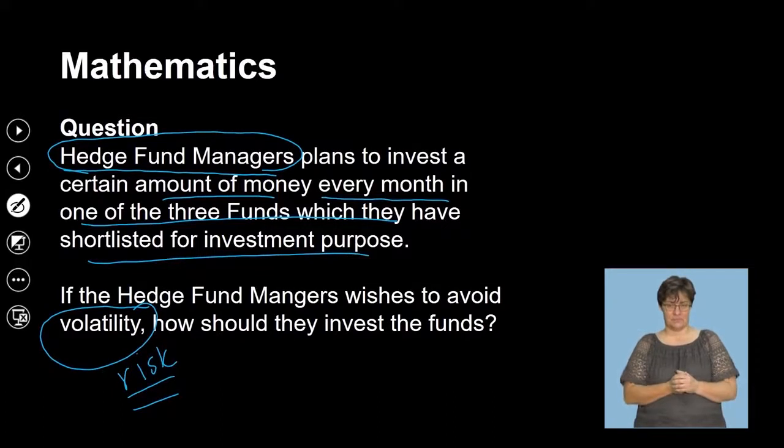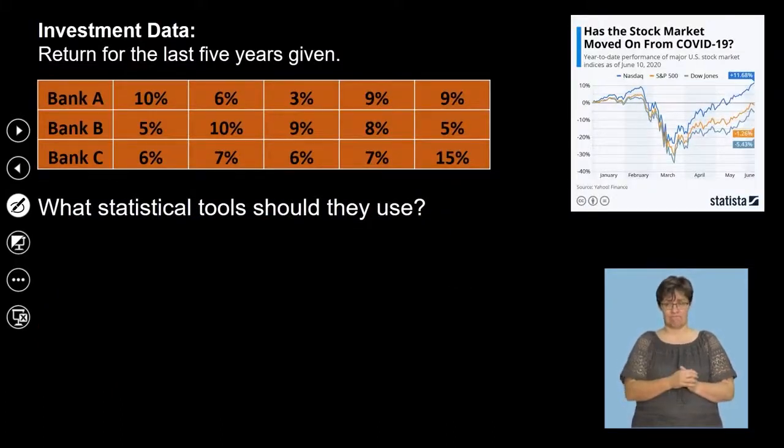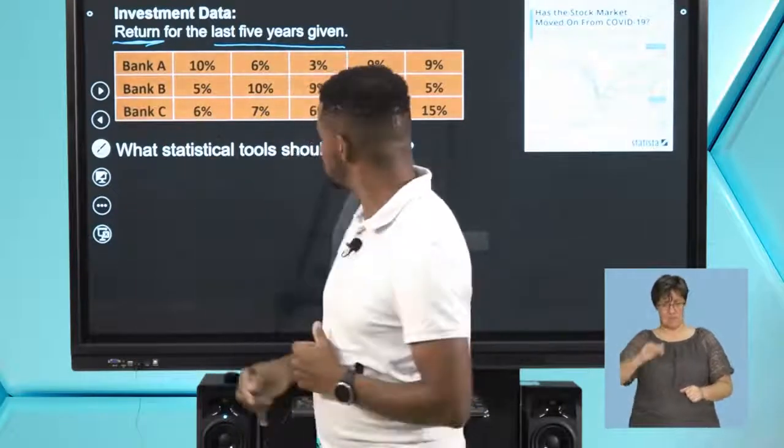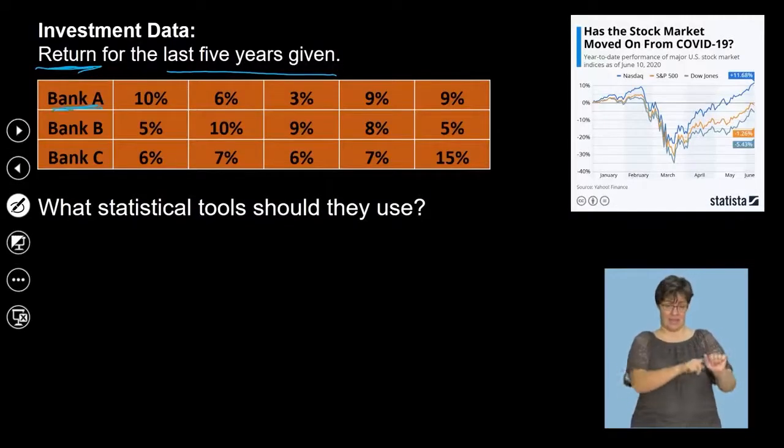So let's see what we have. So here we have returns for the last 5 years given. Returns are like the performance of a bank each and every year. So we have Bank A. Year 1, their return was 10%. Whatever they invested, they made 10%. Year 2, they just made 6%. Year 3, only 3%, which they managed to make on whatever they have. Then year 4, 9%. Year 5 was similar, 9%.